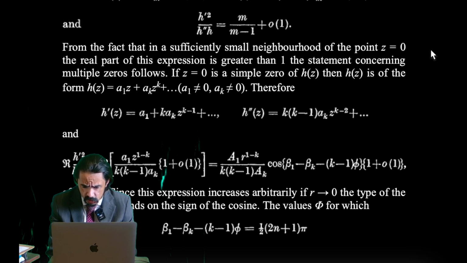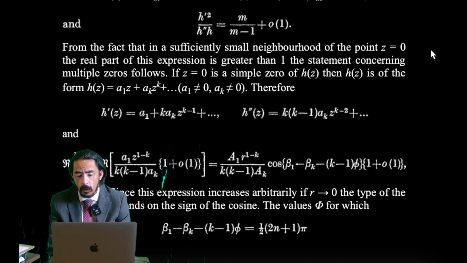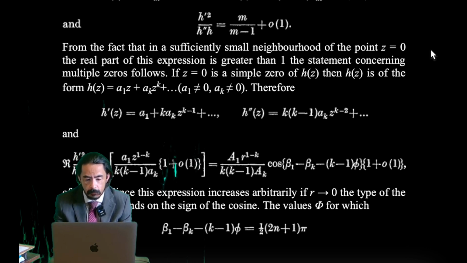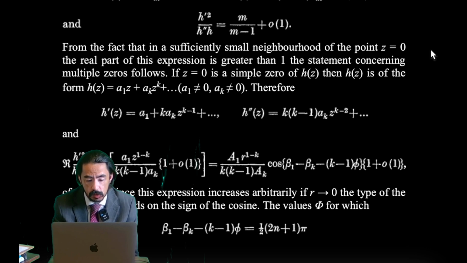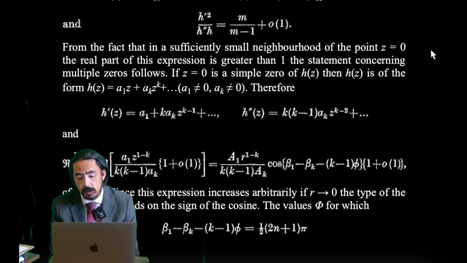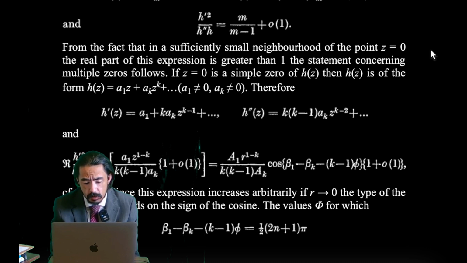From the fact that in a sufficiently small neighborhood of the point z equals 0, the real part of this expression is greater than 1, the statement concerning multiple zeros follows. If z equals 0 is a simple 0 of h of z, then h of z is of the form h of z equals a sub 1 times z plus a sub k times z to the k plus etc., where a sub 1 is non-zero and a sub k is non-zero. Therefore, h prime of z is equal to a sub 1 plus k times a sub k times z to the k minus 1 plus etc. h double prime of z similarly is equal to k times quantity k minus 1 closed quantity times a sub k times z to the k minus 2 plus etc.